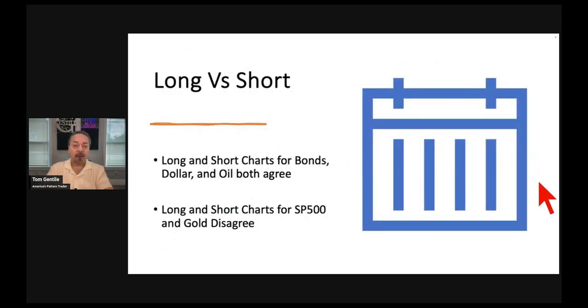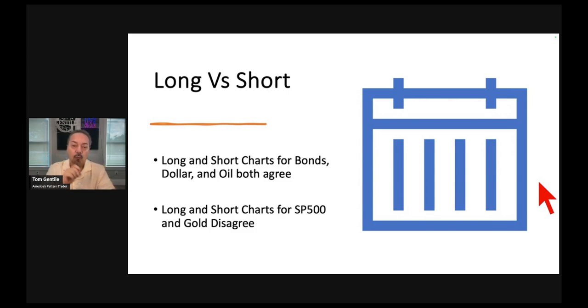So, in summary, on our overall charts, when looking at the long versus short, long and short charts agree for bonds. Remember, it looks like bonds want to decelerate and continue down. The dollar has been strengthening in both the long-term chart and the short-term chart, and oil. But remember, oil is just a shorter-term outlook. We're seeing that happening within the next 2 weeks. But these three charts, the long and short, agree. The long-term chart and the short-term chart for the S&P and for gold both disagree.